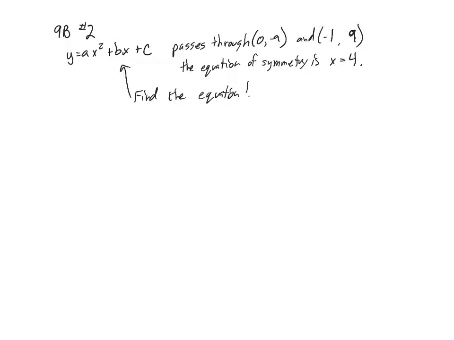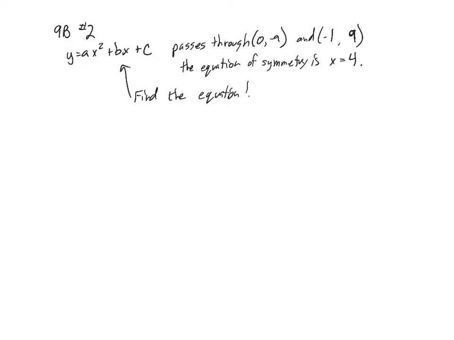All right? So the question is, they say we've got a quadratic equation. It's passing through 0, -9, and -1, 9, and that the axis of symmetry is at x equals 4. Okay, so they're giving us a whole bunch of information here, and actually a lot more information than we need, but it'll work. Okay, so lots of things you can do here.